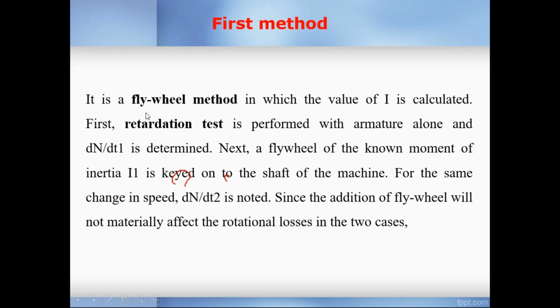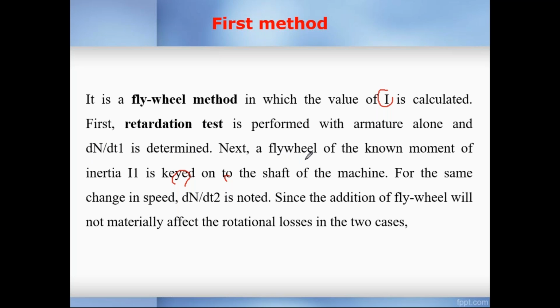Flywheel method means, the name itself indicates that the wheel should be rotating. Where the rotating parts are there, the moment of inertia is available at that part. This is the first method. In this method we are including and calculating the moment of inertia. The first retardation test is performed with armature alone and dN by dt1 is determined.